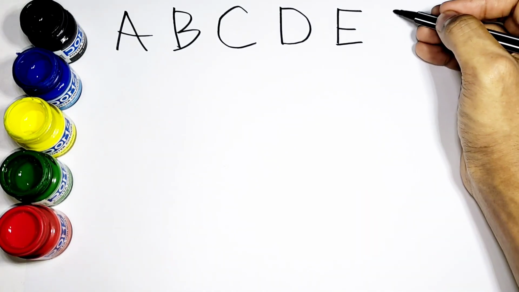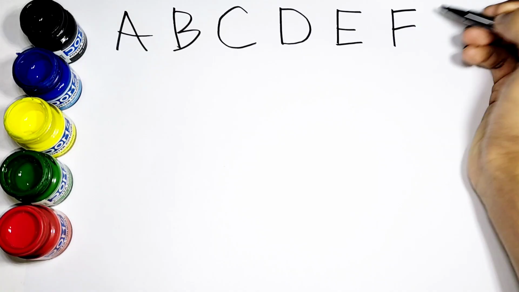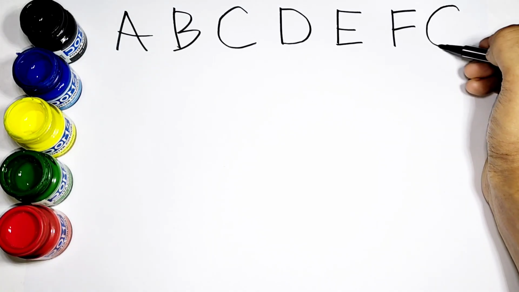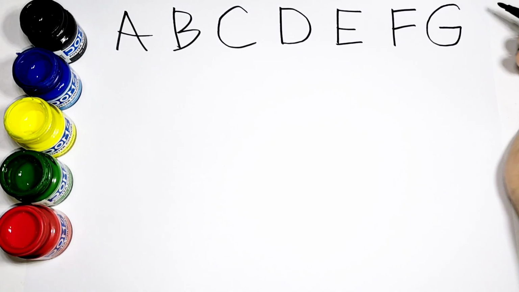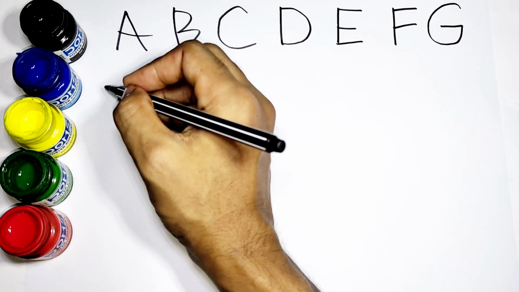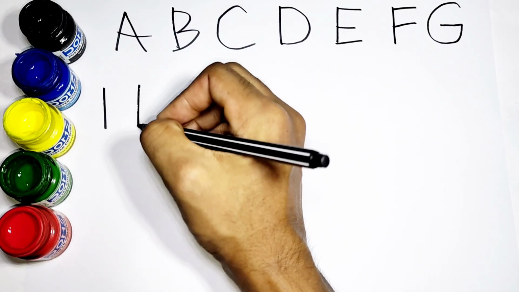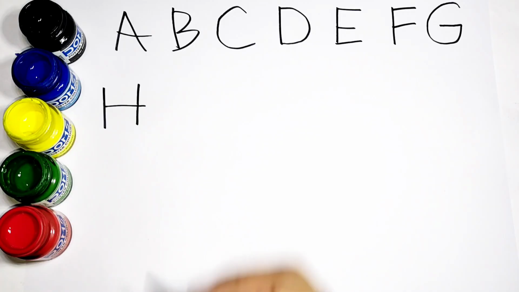Kids, the next one is F. F for fish, F for fan. Now we draw G. G for got. The next one is H. H for hand.